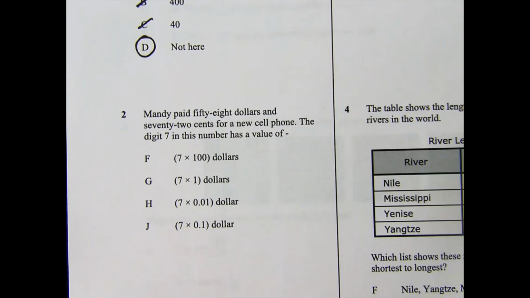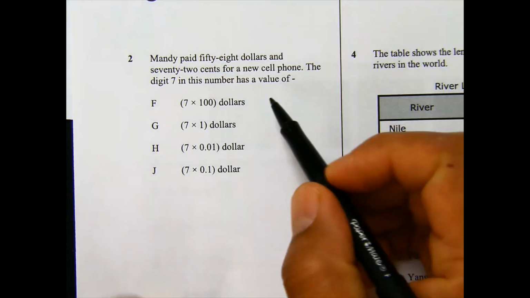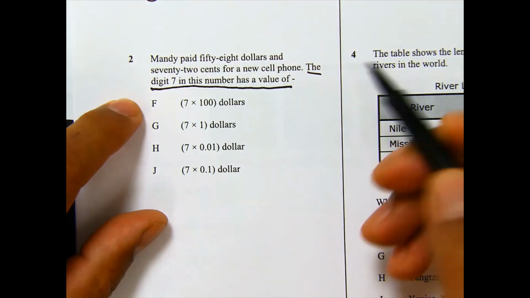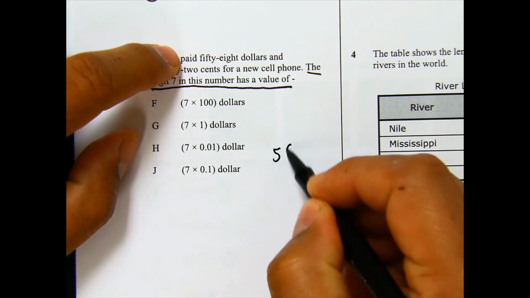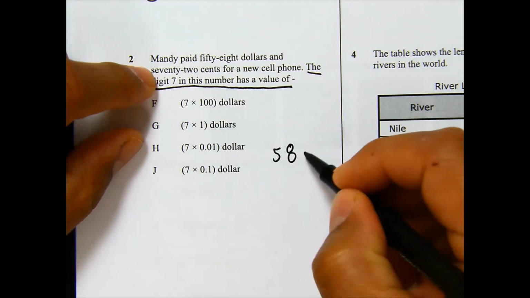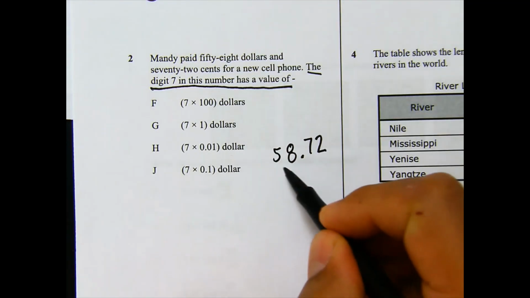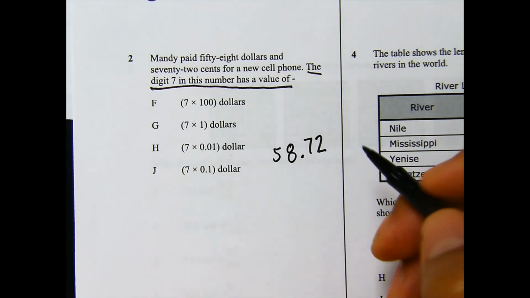Number 2. Mandy paid $58.72 for a new cell phone. The digit 7 in this number has a value of... So we're looking for the value of the digit 7. So he paid $58.72. So this is 58 and 72 hundredths. So the 7 is in the tens place.